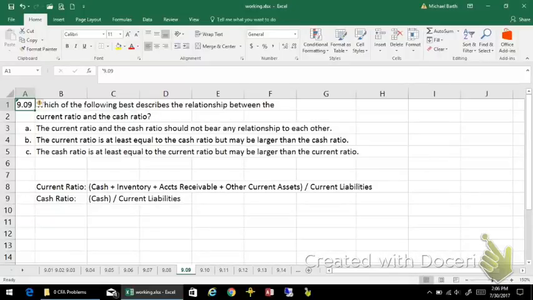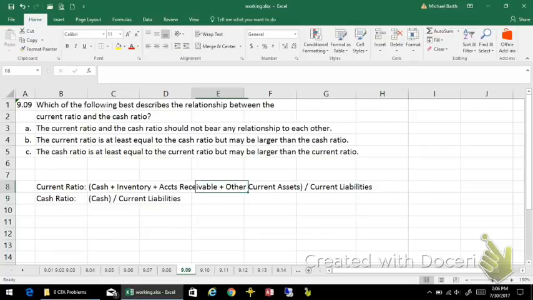This is end of chapter problem 9.09 from the CFA Institute textbook, Corporate Finance, A Practical Approach. And this is another simple multiple guess problem. Which of the following best describes the relationship between the current ratio and the cash ratio?